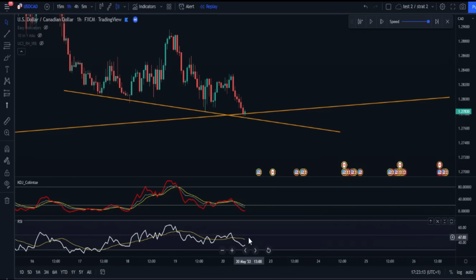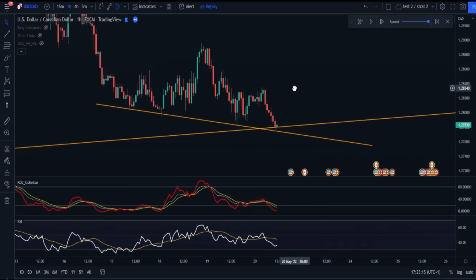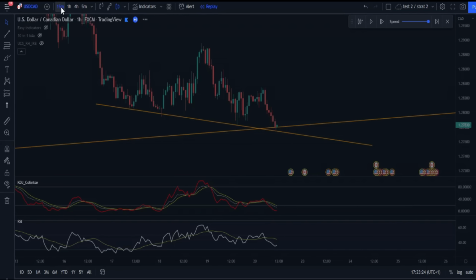But with all these pointers, is it the right time to buy? Of course not. We must check the 15-minute frame as well, because it is the target frame in this strategy. So, let's put the chart into a 15-minute frame.